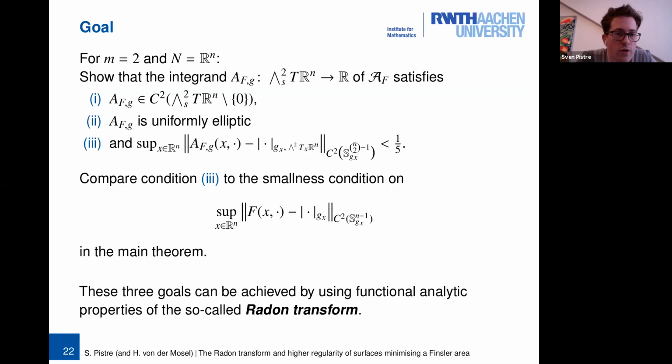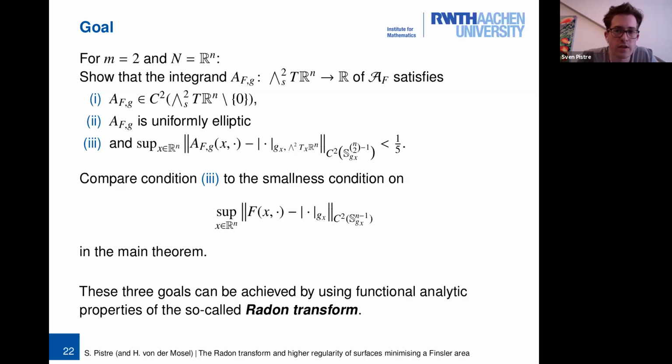Maybe recall that in the main theorem, there was a condition of comparability of the Finsler norm and the Euclidean norm, but in the corollary on the previous slide, the condition was on comparing the corresponding integrands. So what we need to do in principle is transform such conditions on the Finsler norm and the Riemannian norm to the integrands, and that's not so hard. But then these three conditions up here will be using functional analytic properties of this Radon transform.